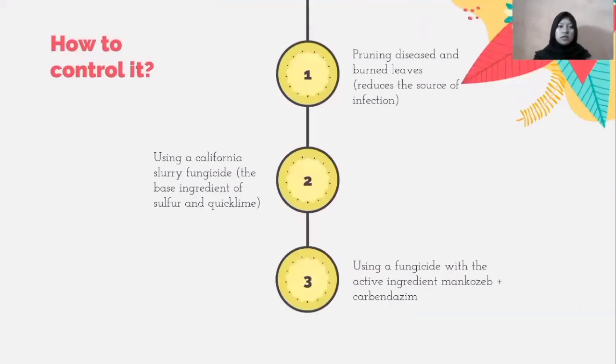And how to control it? First, we can burn diseased leaves, so it can reduce the source of infection. It's the same as for downy mildew disease. Second is using California slurry fungicide, with the base ingredients of sulfur and white lime. And the last one, we can use fungicide with the active ingredients mancozeb and carbendazim.